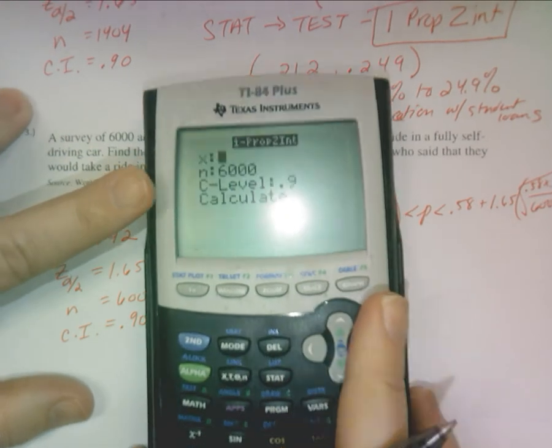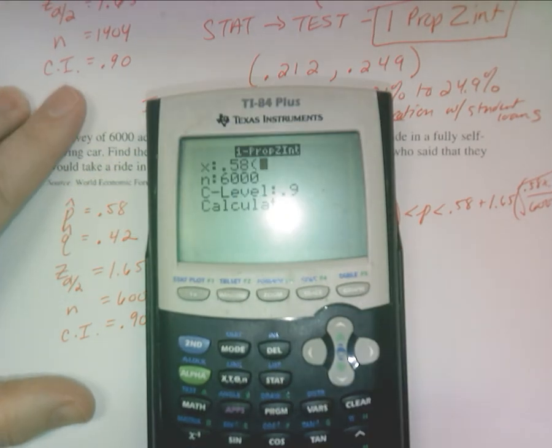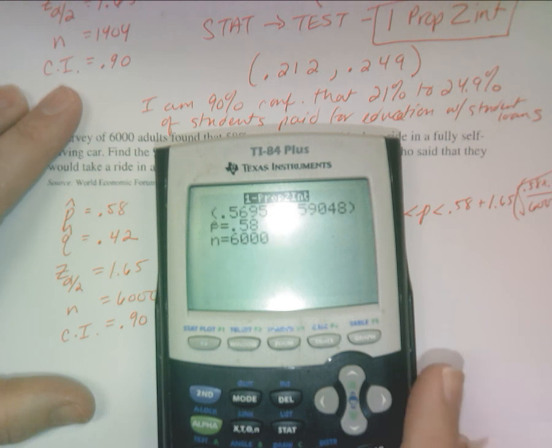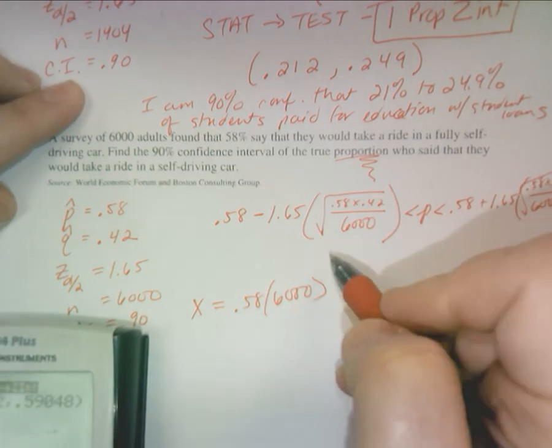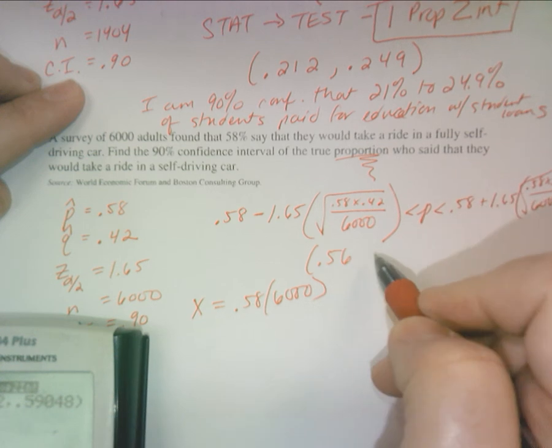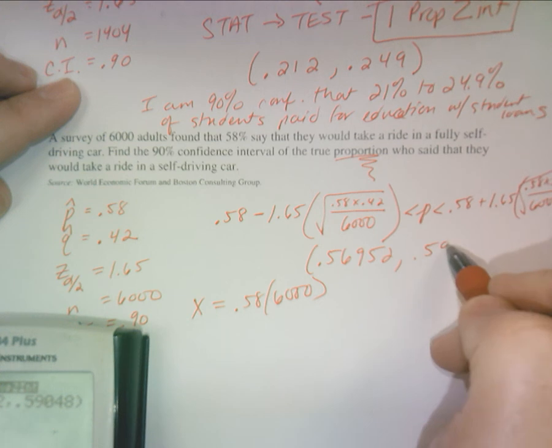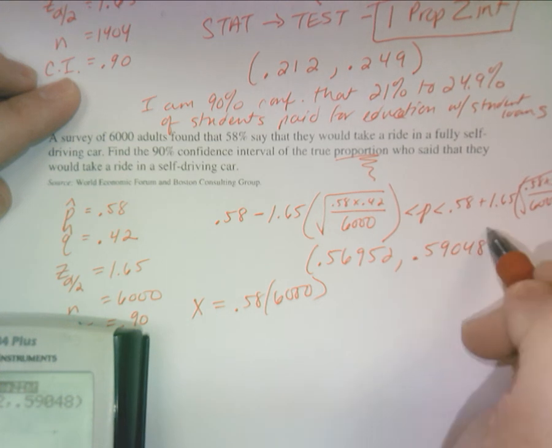I think you can even type it in. Yeah, look at that. The calculator did it for me. Did you see what I just did? I'll do it again. 0.58 times 6,000 people, because it's 58% of the 6,000, 3,480. That's kind of cool. Hit calculate. The proportion they give me is between 0.56952 to 0.59048. I'm just writing it all out because my calculator's accurate.